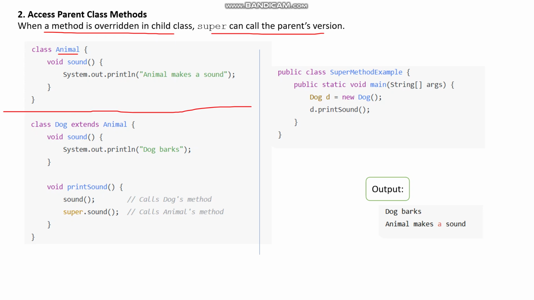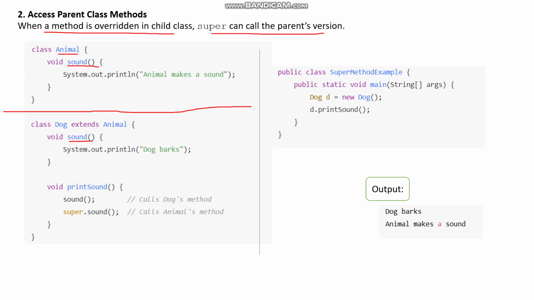It contains a method, the method name is void sound. System.out.println("Dog barks"). Observe this one here. The Dog class contains the sound method, and the Animal class also contains the sound method. To access the parent's sound here, we need the super keyword.